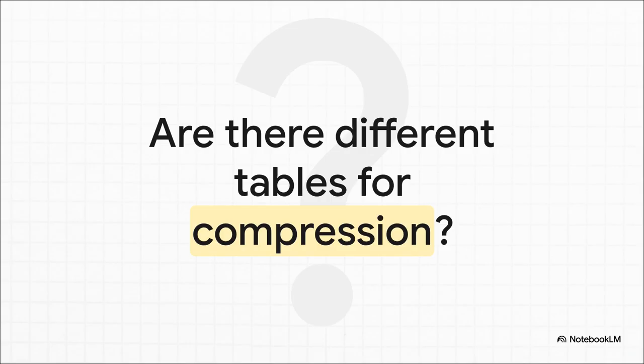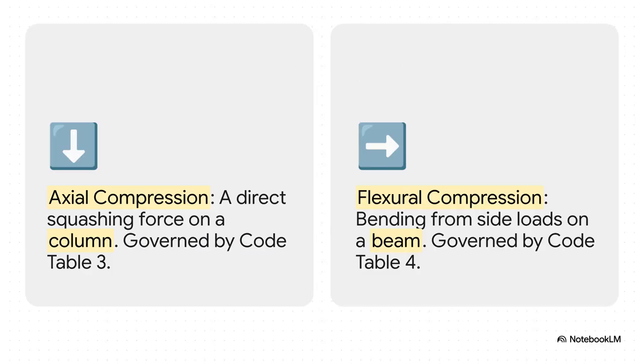Now this brings up a fantastic question that came from Tilayaho Matobela in the source material. Are the rules for this classification different depending on how something is being compressed? The answer is a big yes, and it's a really important distinction to make. And here's why it matters so much. Columns, what we're talking about, are under axial compression, a straight-down squashing force. For that, we use one set of rules from Table 3 in the code.